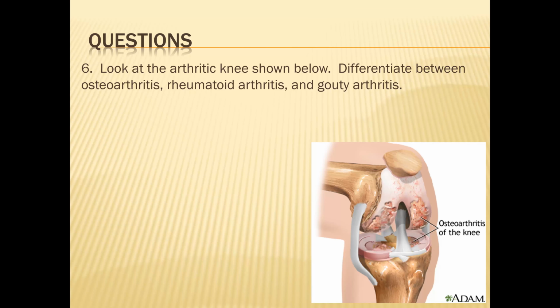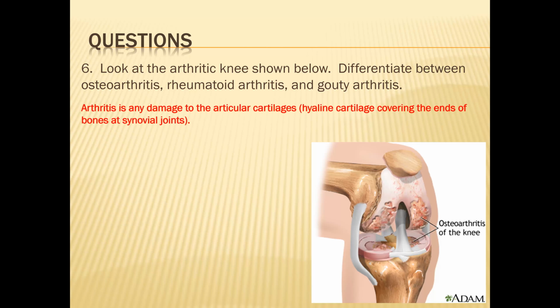Question 6 says, look at the arthritic knee shown below. Differentiate between osteoarthritis, rheumatoid arthritis, and gouty arthritis. So remember that arthritis itself is a term that we use to describe damage to the articular cartilages. And this is the hyaline cartilage that covers the ends of bones at synovial joints. So in this image, the cartilage is shown as this sort of light pinky purpley color. So anytime this cartilage degrades or breaks down, that is called arthritis. And then there are several ways that this can happen, and the three that we want you to know are osteoarthritis.